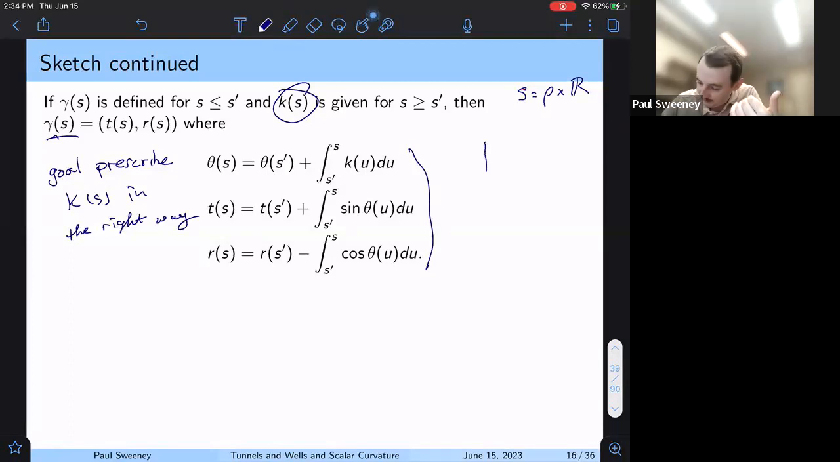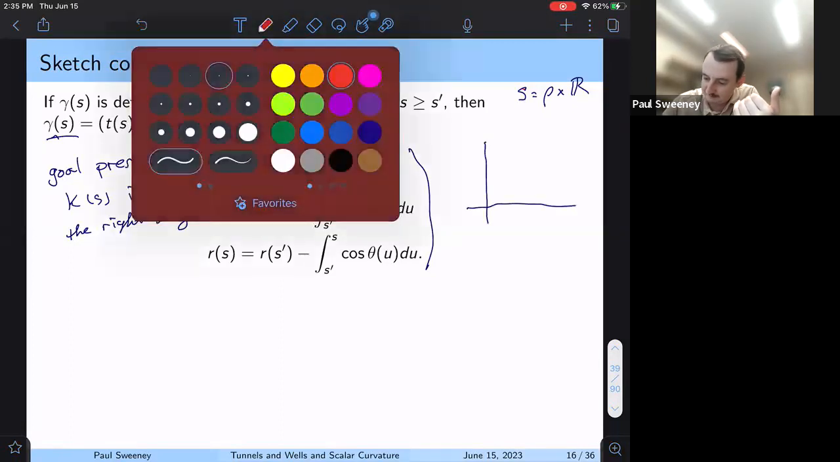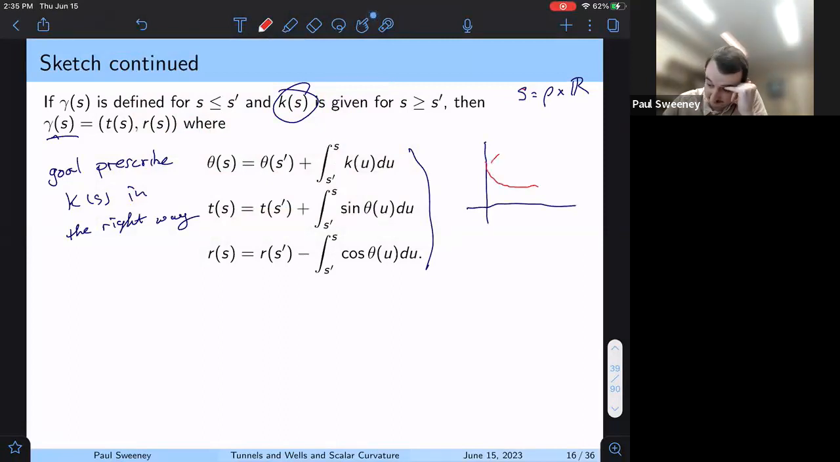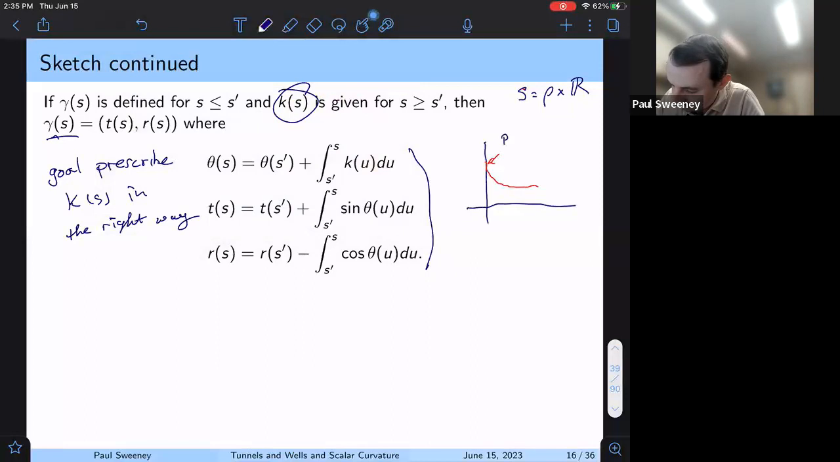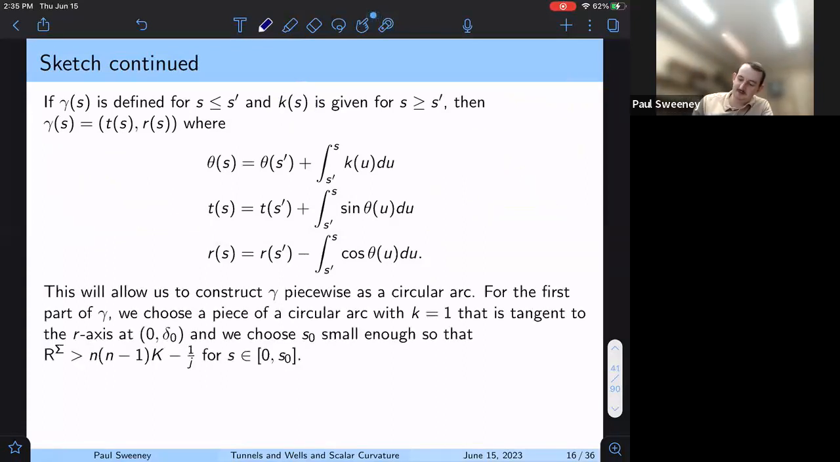So let's see what we start with. The first thing we need to do is get off of the R axis. I'll draw this picture again. This first turn will be a bit of a circle of radius 1, so that it's tangent to the R axis. That's the initial thing we do, just get off a little bit by saying K of S equals 1. And then we're off, and we can do better then. But this is how we start. Let's summarize that in a few more words. Using this, like I said, we'll do a piecewise construction.